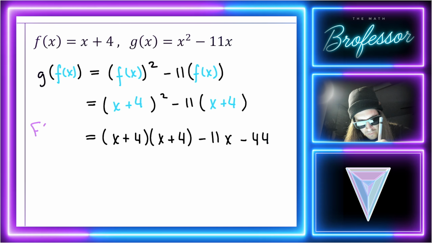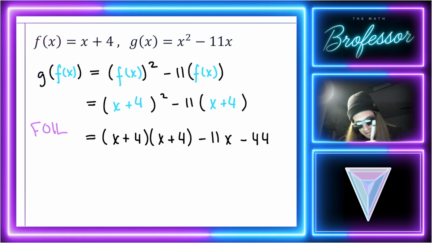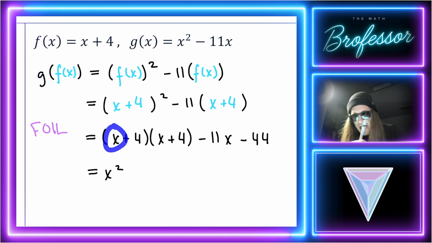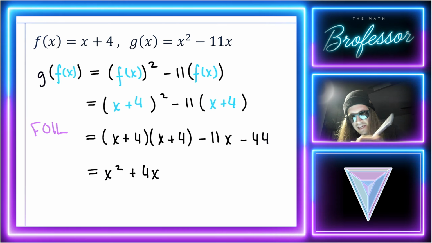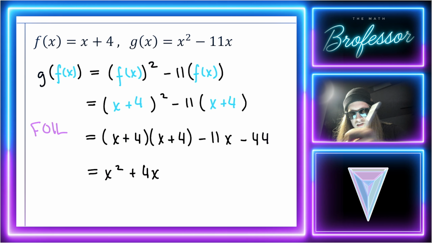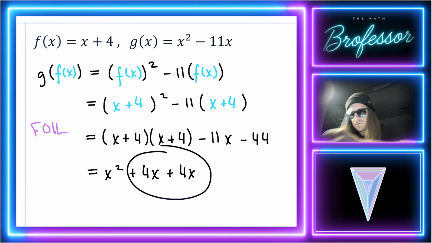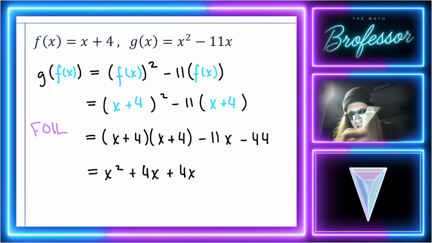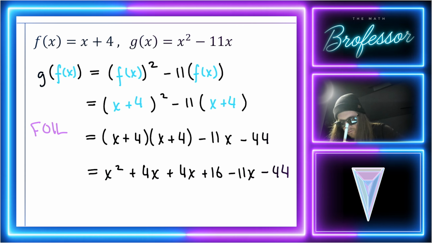But maybe you've heard of the acronym FOIL, first, outer, inner, last. So first we multiply the x's, and that is x squared. We then multiply the outer, that is the x and the 4. X times 4 is 4x. We then multiply the inner pieces. 4 times x is 4x again. These will always be a duplicate when you're squaring a binomial. And then last is 4 times 4. And 4 times 4 is 16. Tag on the minus 11x minus 44.